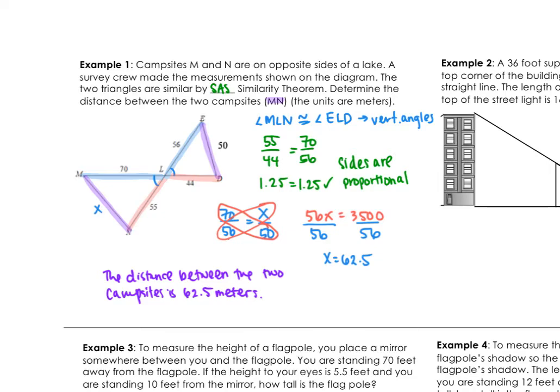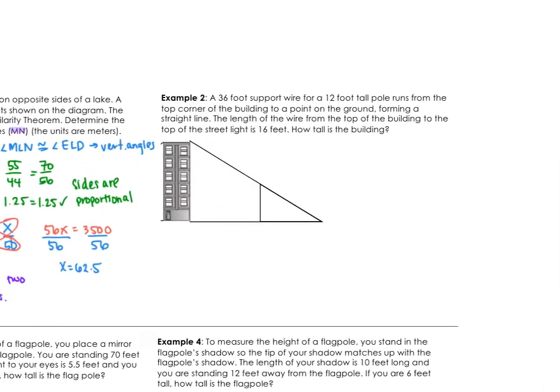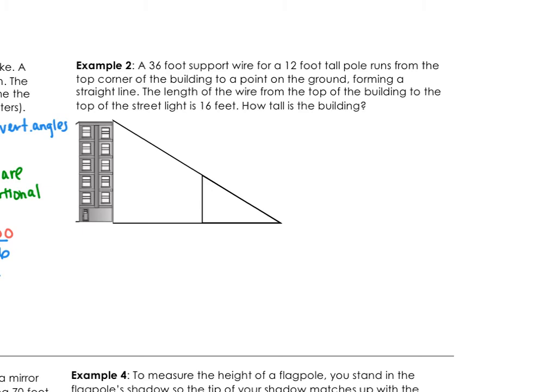All right, so now let's take a look at a second example. A 36-foot support wire for a 12-foot tall pole runs from the top corner of a building to a point on the ground, forming a straight line. The length of the wire from the top of the building to the top of the streetlight is 16 feet. We want to know how tall the building is.